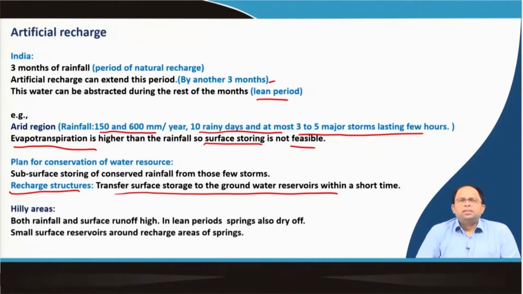Similarly, in hilly areas, we have both high rainfall as well as high surface runoff, and in lean periods we see that many of the springs become dry. So in this particular case, maybe small surface reservoirs around the recharge areas of the springs could be created, which will help in increasing the groundwater in those areas.